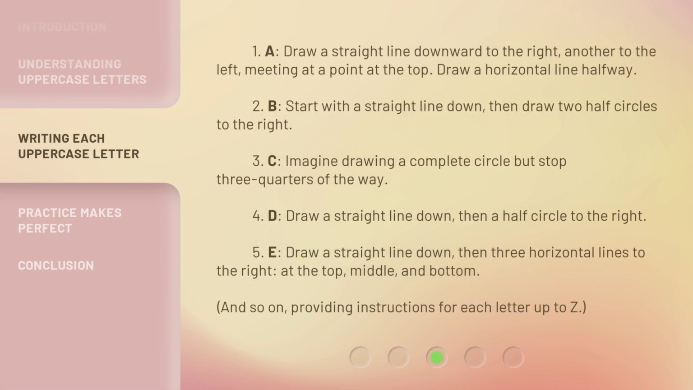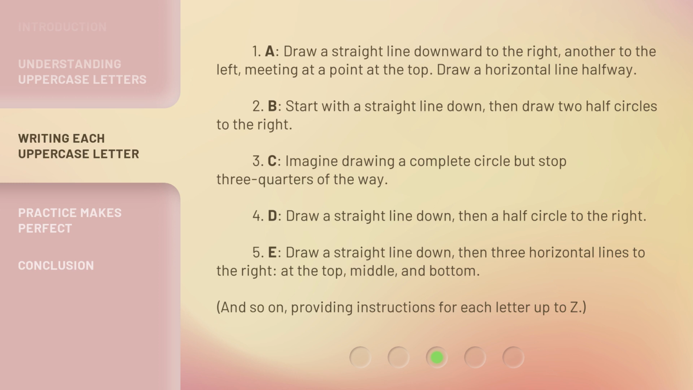1. A. Draw a straight line downward to the right, another to the left, meeting at a point at the top. Draw a horizontal line halfway. 2. B. Start with a straight line down, then draw 2 half circles to the right. 3. C. Imagine drawing a complete circle but stop 3/4 of the way.